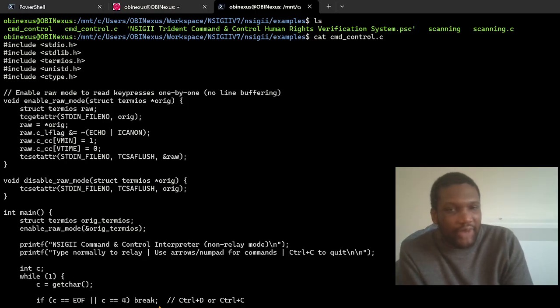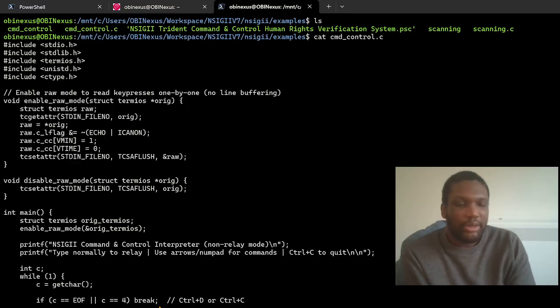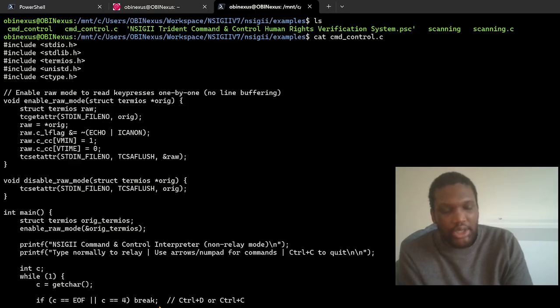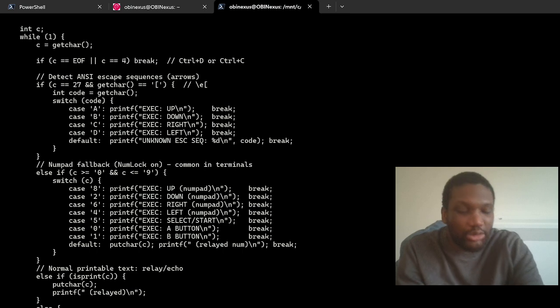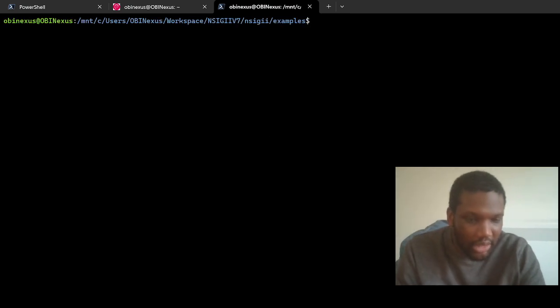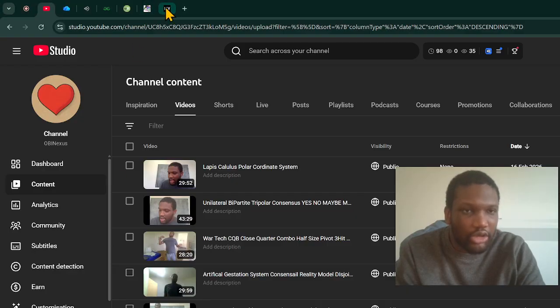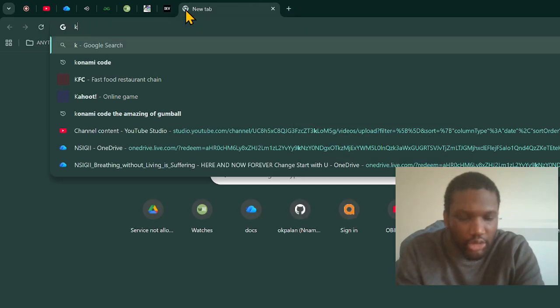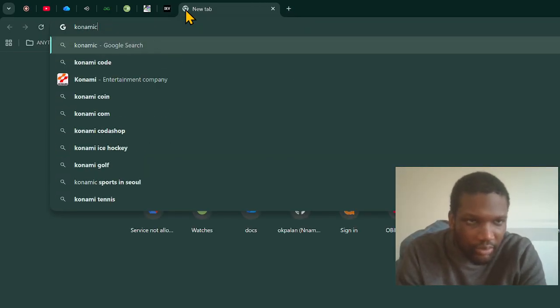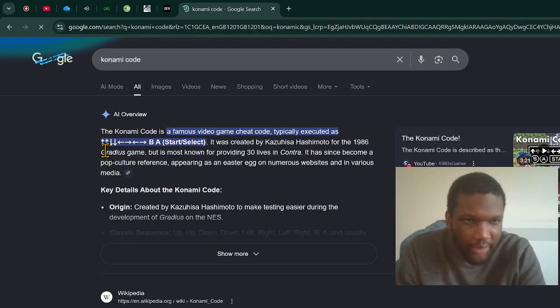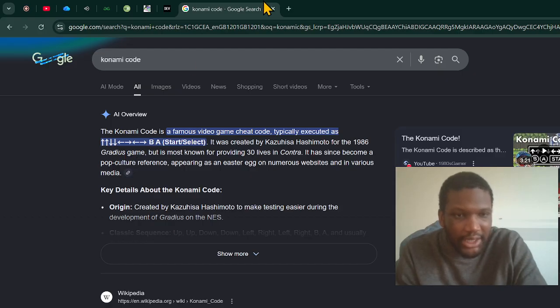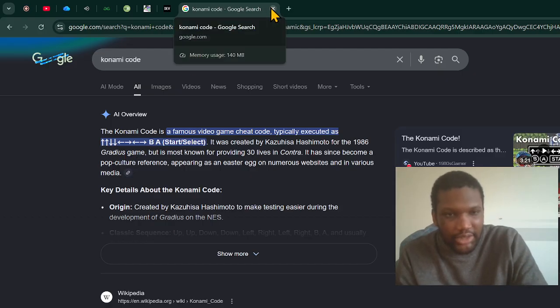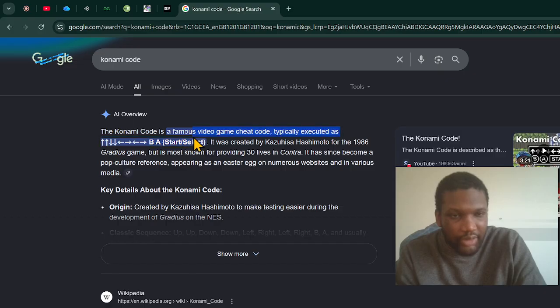And this file is literally a cat command. Literally, it's a relay system. It's a relay command. No matter what code you play, you type in a command: up, down, up, down, left, right, A, B, start. That's the Konami code. So up, down, left, right, B, A, start or select. So this is basically replayable over a stream of bytes.